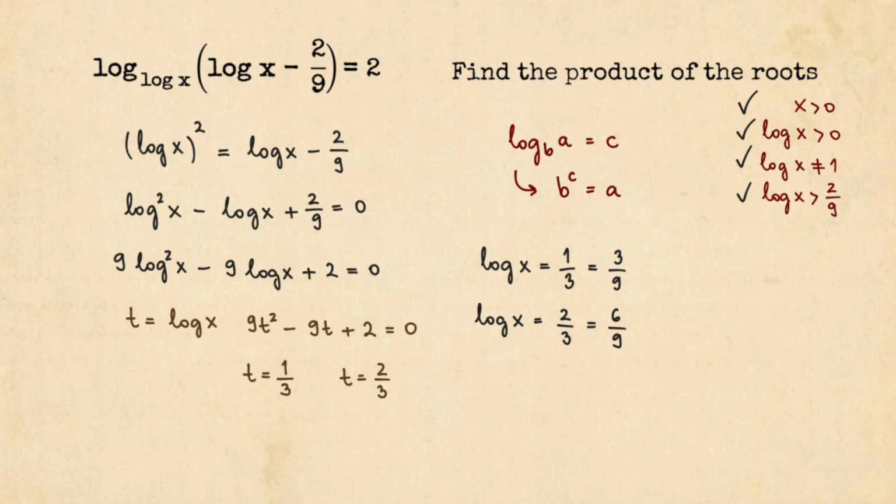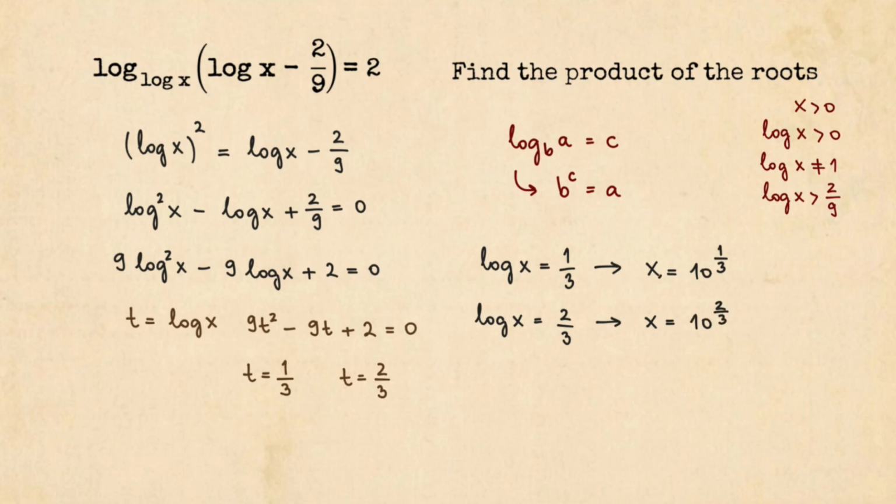To get the final values for x, we use the definition of a logarithm once more. If log x is 1/3, we know that 1/3 is the exponent we need to put on top of our base 10 to get x. So the first x is 10 to the power of 1/3. Similarly, for the second root, we get 10 to the power of 2/3.